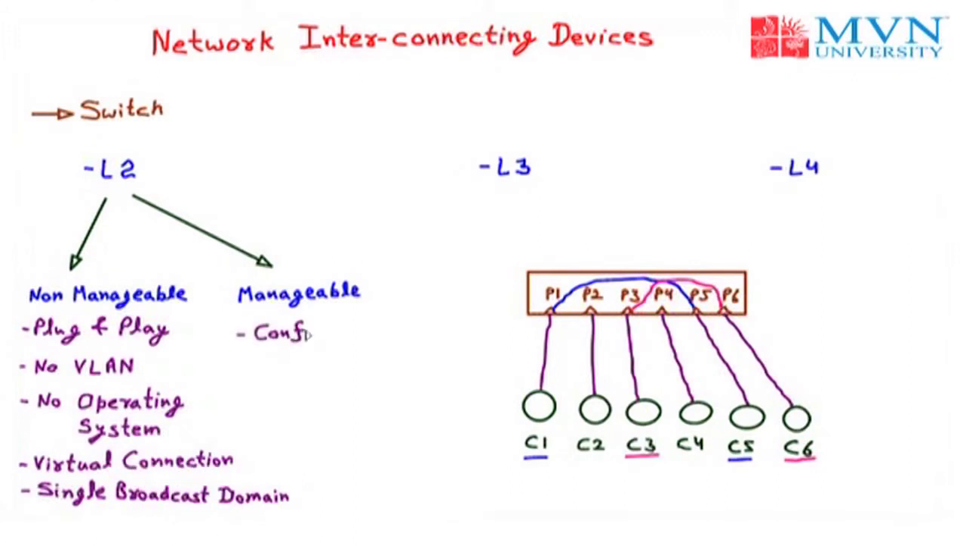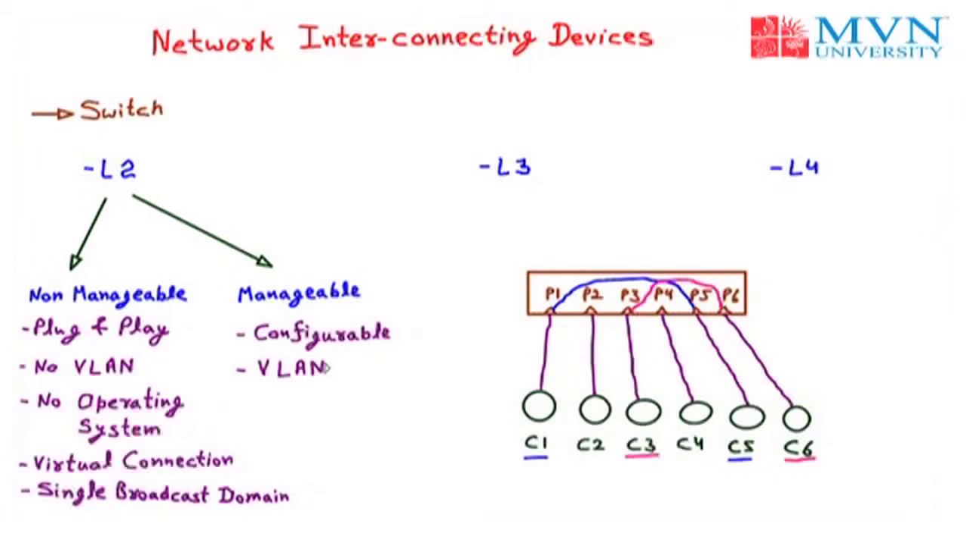Now the manageable switch is again a part of the layer 2 switch. It is configurable. Configurable means we can configure the switch. It is not a plug and play switch. We can configure it as per our own choice. For example, we can configure port 1, port 2, or map them, or connect multiple switches. So whenever we can configure the switch, this is called the VLAN. So virtual LANs are present in the manageable switch.